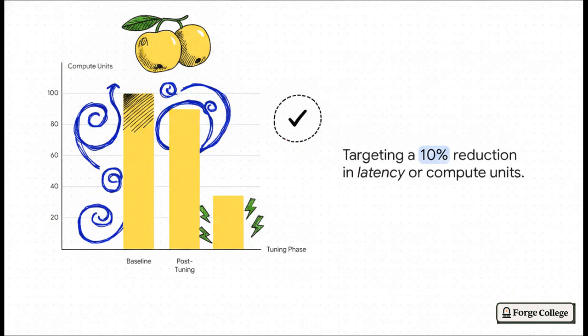When we apply these tweaks, the results are just undeniable. You will literally see your post-tuning metrics drop significantly compared to your original baseline. In fact, for this specific capstone milestone, we have a very strict target, a 10% reduction in either total latency or compute units consumed. When you see your numbers drop by 10% or more, you have concrete mathematical proof that your tuning worked. No more guessing. You've officially and provably optimized your DApp engine.